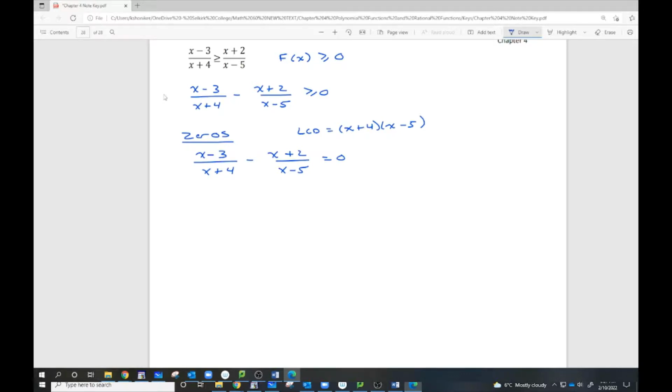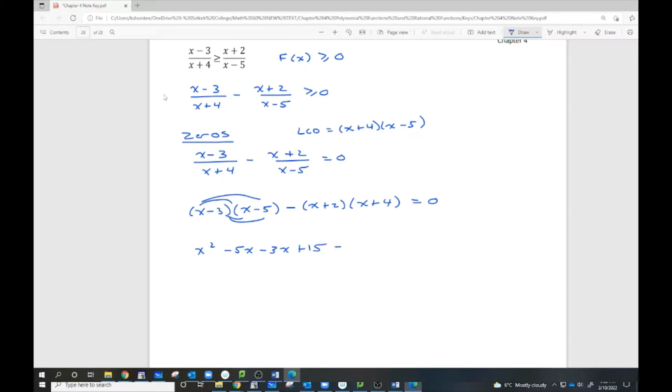Okay, so you should end up with (x - 3)(x - 5) - (x + 2)(x + 4) = 0. Now we have to solve the resulting equation. So I'm going to distribute through. I end up with x squared minus 5x minus 3x plus 15.